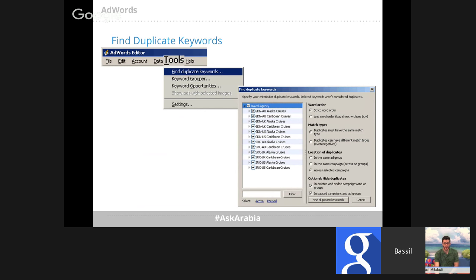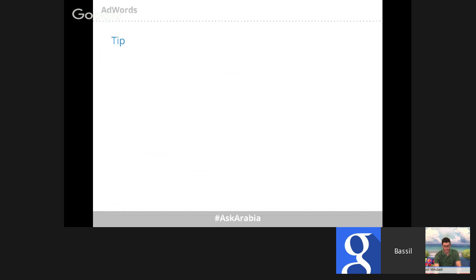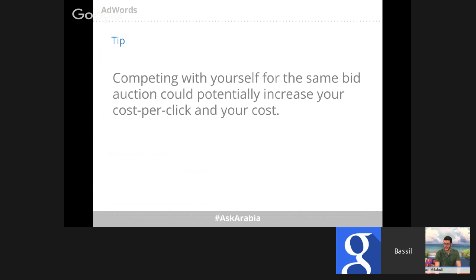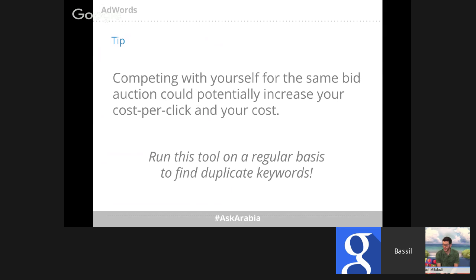Depending on what your strategy is, it might be keeping costs down instead of just pure acquisition or pure competition for the sake of placement. It'll allow you to filter out any duplicate keywords so that you're not actually competing against yourself. So let's give an example of this. As I said, competing with yourself for the same bid auction could potentially increase your CPC and your overall cost. You run this tool on a regular basis and you can find duplicate keywords and just filter them out.